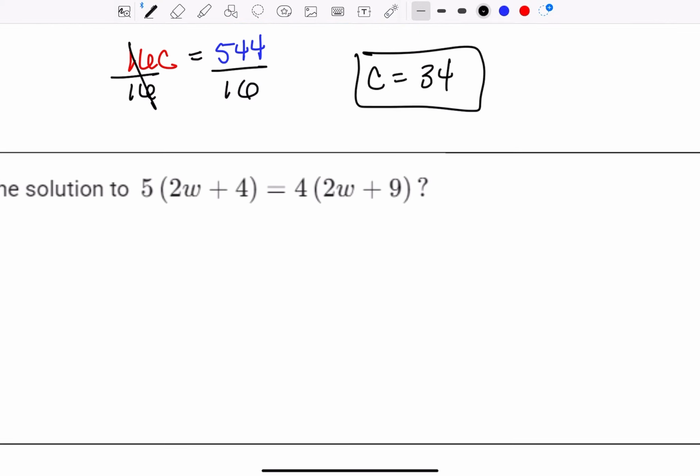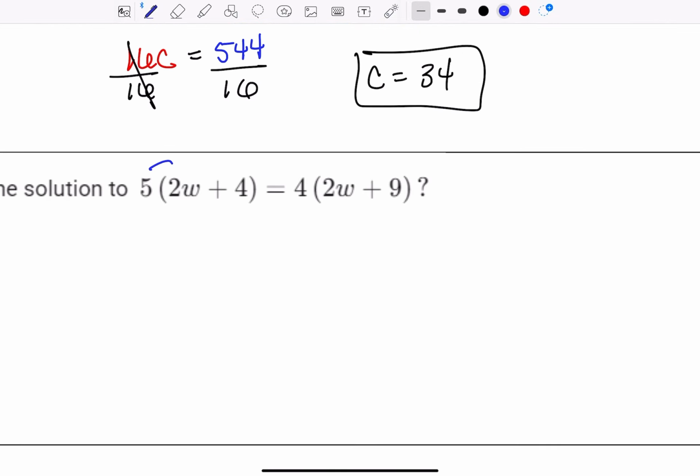So from here, step 1 is to distribute. So you have 5 times 2, which is 10W. Then you're going to do 5 times 4, which is 20. You're going to do the same thing to the other side. 4 times 2W is 8W. And then 4 times 9 is 36.